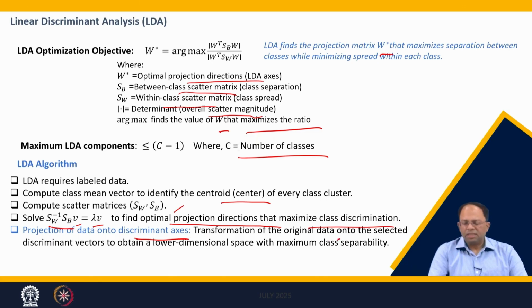Once it is done, the transformation of the original data onto the selected discriminant vectors is done to obtain the lower dimensional space with maximum class separability. So once we do that, you will see that the approach is a little bit different from PCA, but eventually we are also trying to find the directions in which we should project the data, so that the classes are mostly separated.